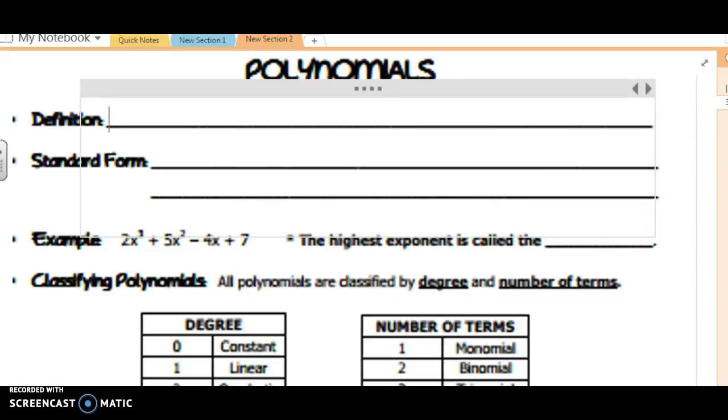Hello, algebra students. So this is 8-1, and we're going to talk about polynomials. And in this section, you're going to learn the definition of a polynomial. You're going to learn how to classify it. You're going to be able to put it in standard form, and you're going to add and subtract. So what is a polynomial?